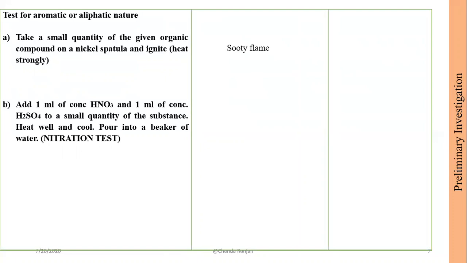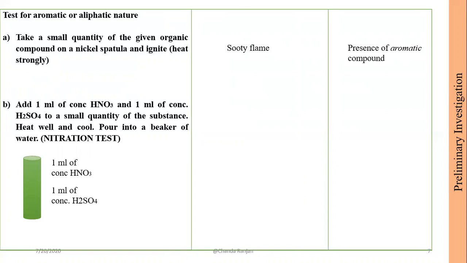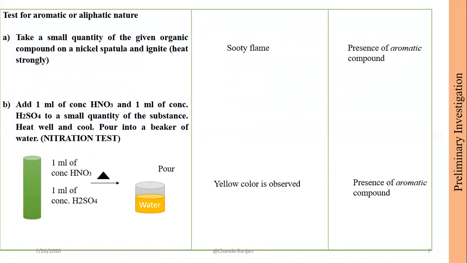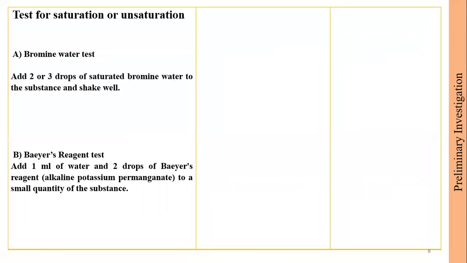We'll take the sample on the spatula and we'll heat it directly over the flame. What we got was a sooty flame. It indicates the presence of aromatic compound. We have another test for aromatic and aliphatic nature detection. In the nitration test, we take the sample, we add 1 ml of concentrated HNO3, nitric acid, and sulfuric acid, and we warm it. And we pour it into the beaker that contains water. The color of the water changes to yellow. It indicates that the compound is aromatic in nature.